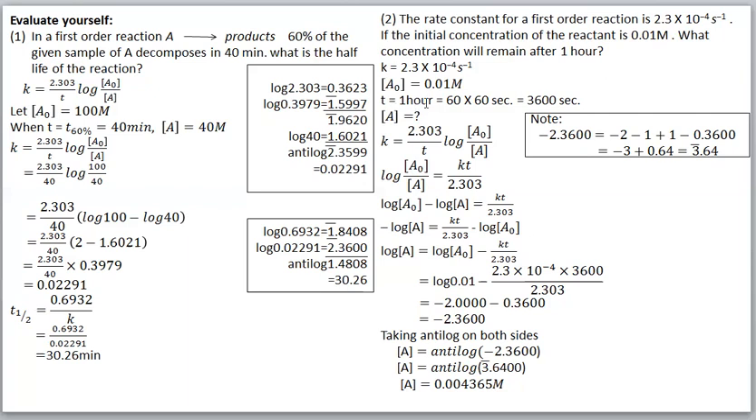So t is equal to 1 hour, which we have to write in seconds. So 1 hour equals 60 minutes, so we multiply with 60 to get minutes. Again, we multiply with 60 so we will get seconds. So 3600 seconds. A is how much? That is our question. What concentration will remain after 1 hour? So the formula is k equals 2.303 by t log A0 by A.